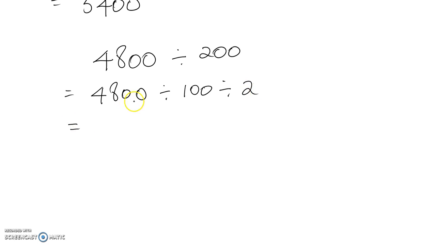So first stage, 4,800 divided by 100. Cancel 1 zero, cancel 2 zeros. That leaves us 48 divided by 2, and we can all do that. Gives us an answer of 24.